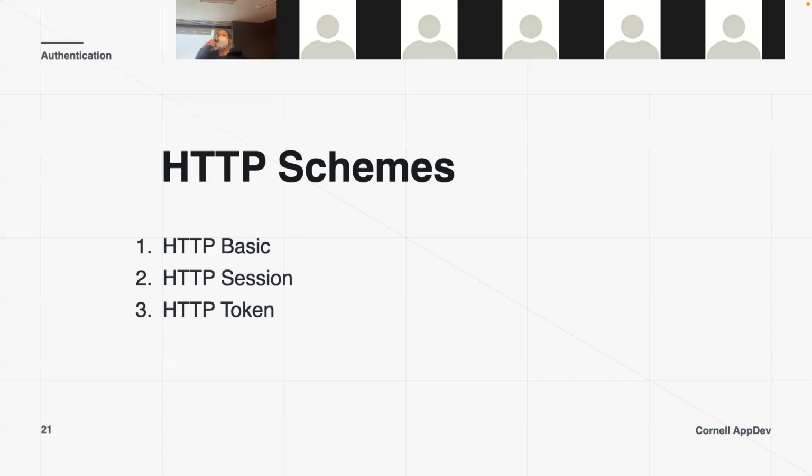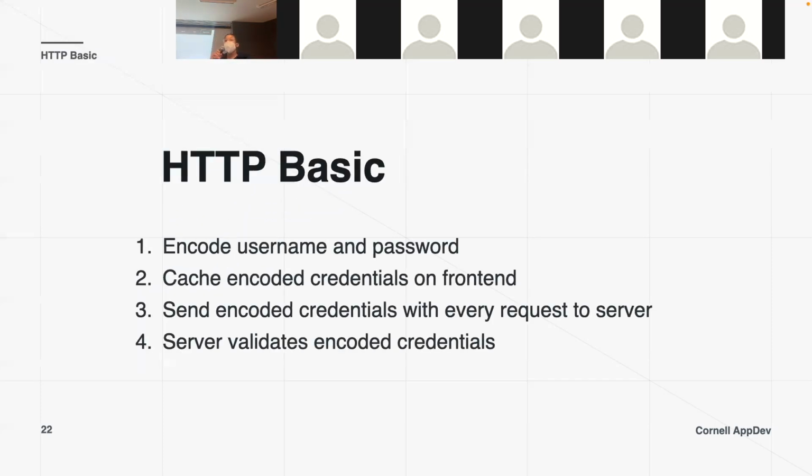Okay, starting off with HTTP basic. It's very basic. It's the simplest one, not that secure, because basically it would first start with encoding the username and password. Note the difference that we're using the word encode here. Encoding is not the same as encrypting. It's not as secure and it's a lot easier to then decode. This information is then cached on the front end, and then you send the encoded credential with every request to the server. So essentially, your encoded username and password is sent with every request, which isn't that secure. And then lastly, the server validates the encoded credentials.